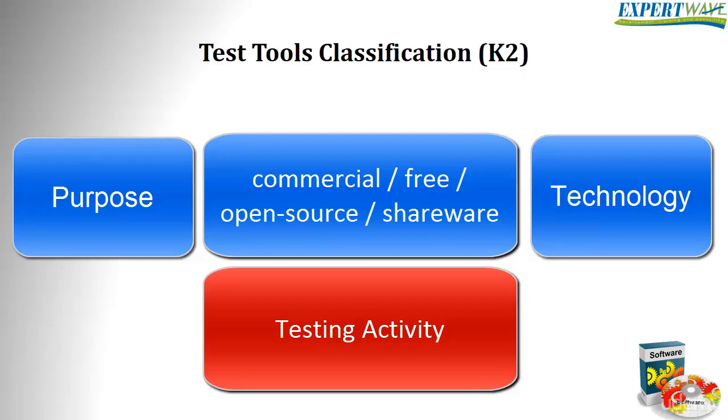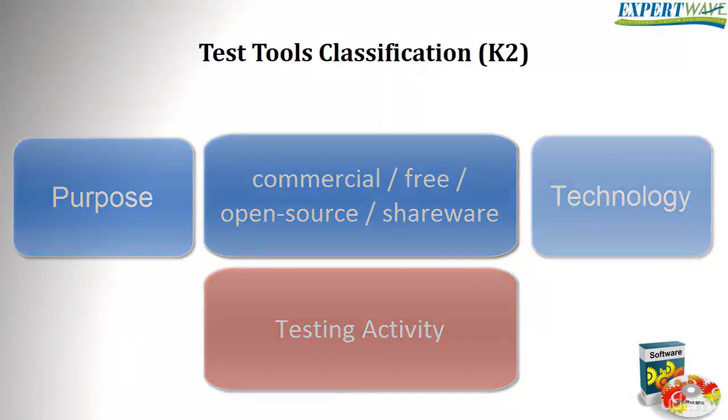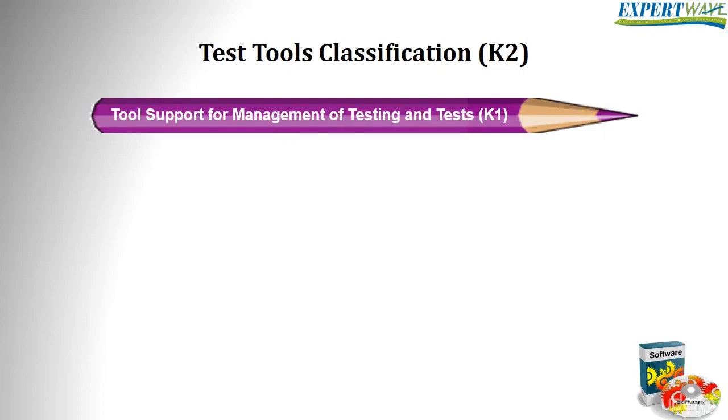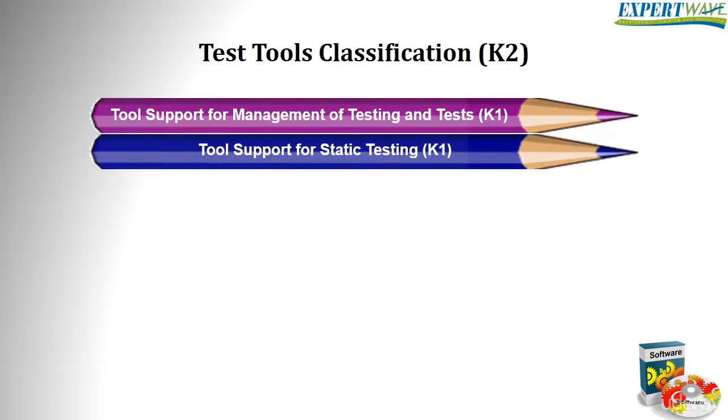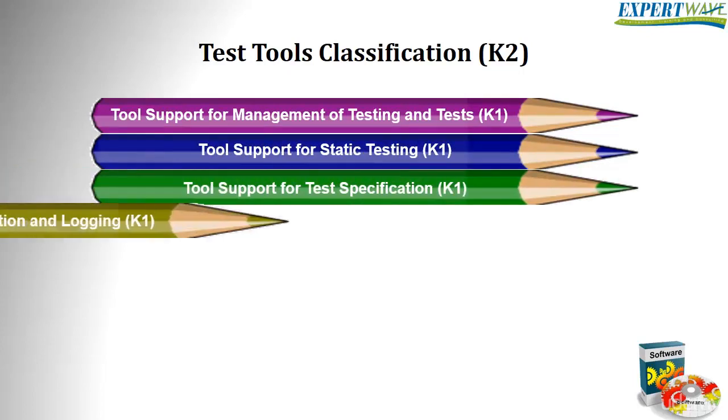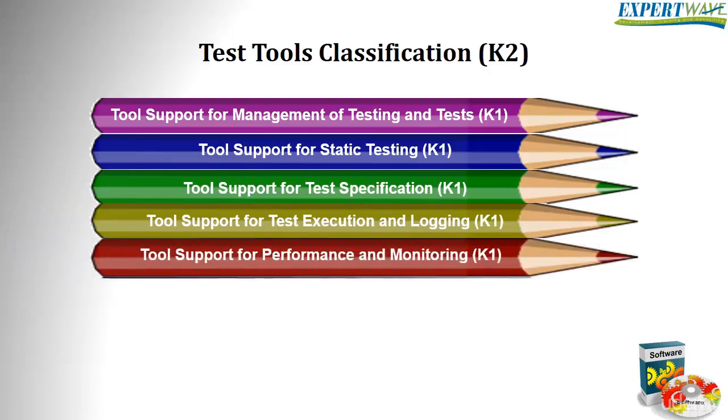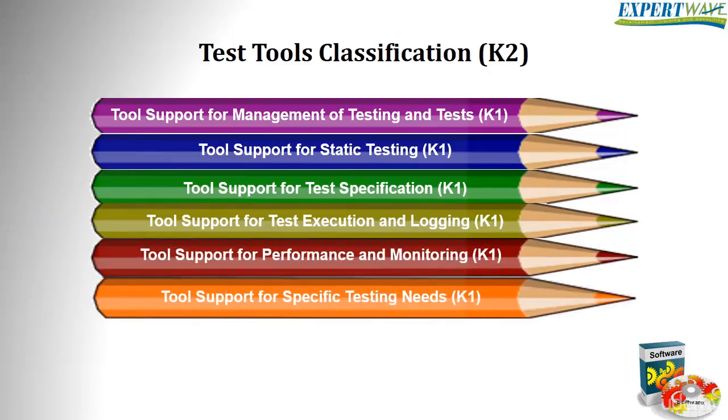Tools from a single provider, especially those that have been designed to work together, may be bundled into one package. ISTQB classifies the testing tool into the following categories: tool support for management of testing and tests, tool support for static testing, tool support for test specification, tool support for test execution and logging, tool support for performance and monitoring, tool support for specific testing needs.